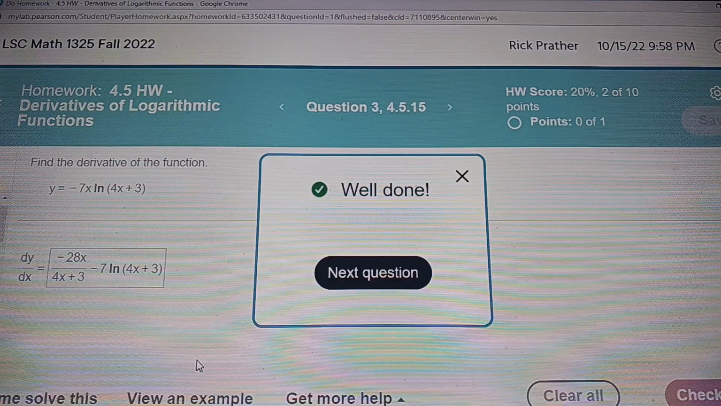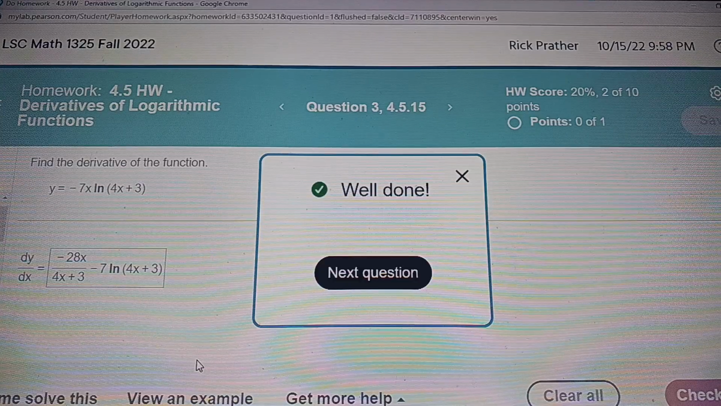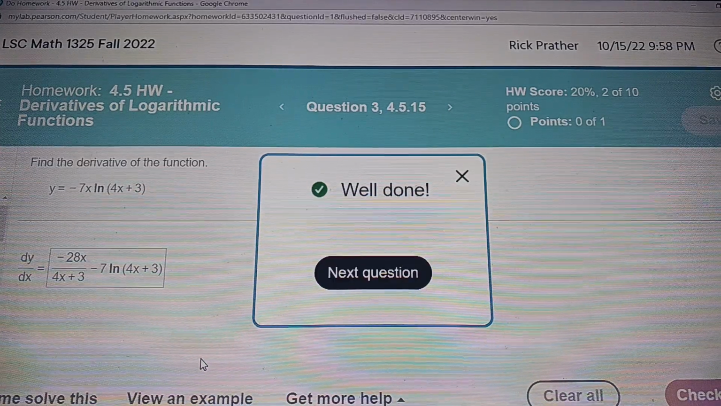And then if they say wrong, then either you made a mistake or they want more simplification to be done. But there is enough leeway. They're pretty good about leeway on how you write the final answer. That's one nice thing here, at least.